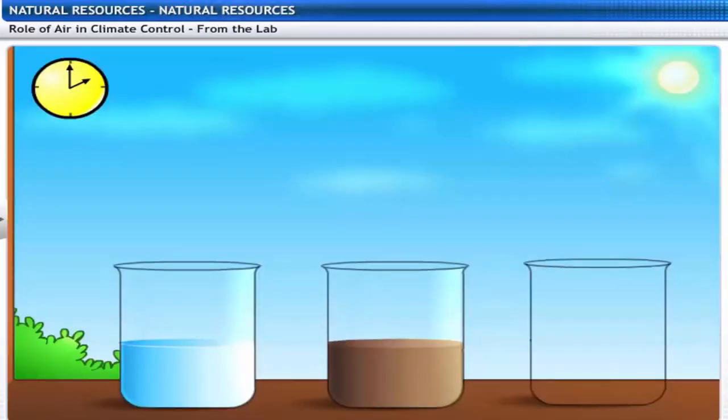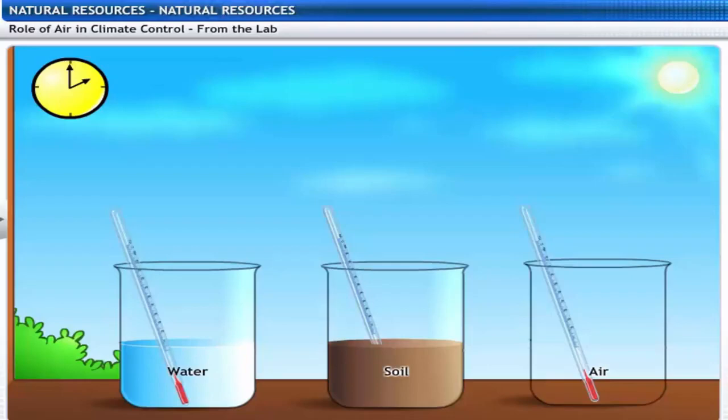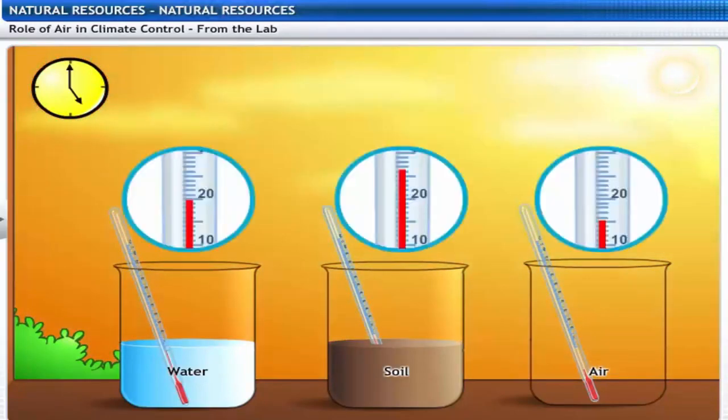Here are 3 beakers. The first is filled with water, the second with soil, and the third is left empty. A thermometer is placed in each of the beakers. The beakers are placed in sunlight for 3 hours and the thermometer readings are taken. Do you notice a difference in the readings? The temperature reads more in the second beaker than in the others.